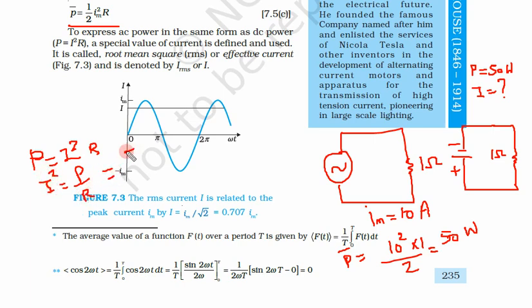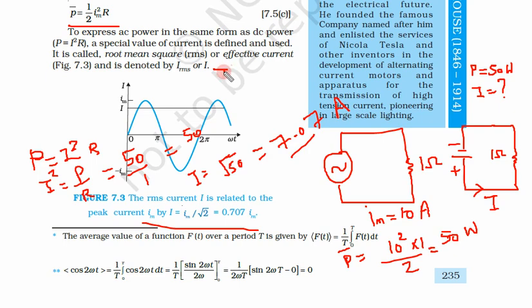Now let us put the value. P is equal to 50, R is equal to 1. So I square is equal to 50. If we take the square root, we get I is equal to root 50. If you calculate root 50, you get 7.07. So if we flow 7.07 ampere current in this DC circuit, then we will have the same power consumed.